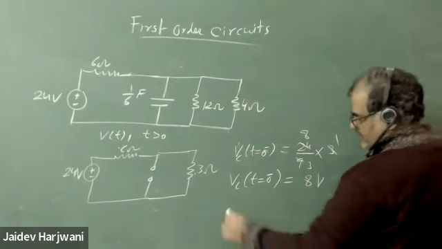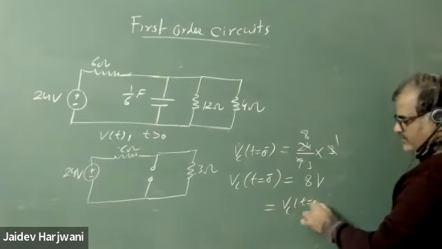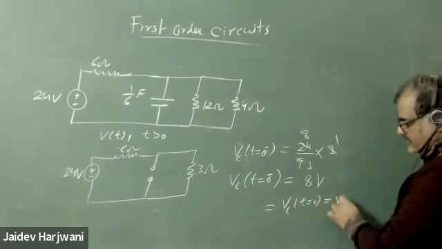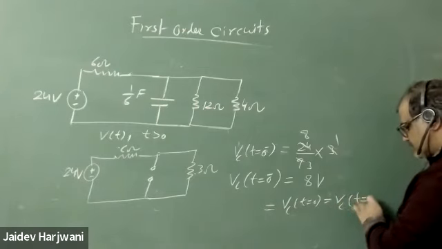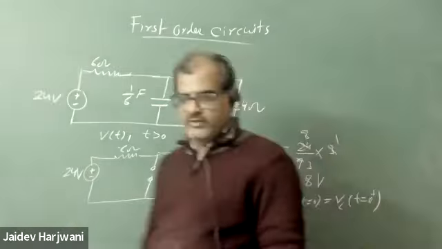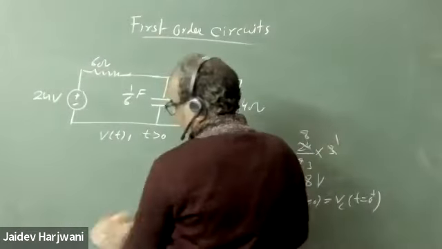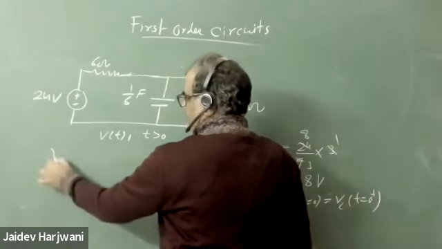Okay, so this voltage will remain the same at t equal to 0, and this voltage will be the same at t equal to 0 plus. So I know what my VC is. Okay, is everyone getting 8 volts? All of you getting 8 volts? Yes.